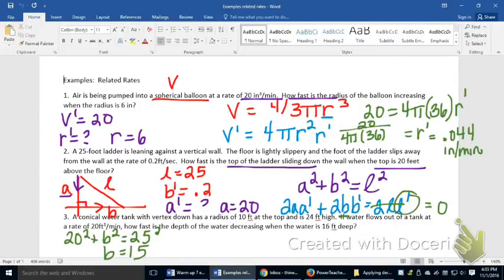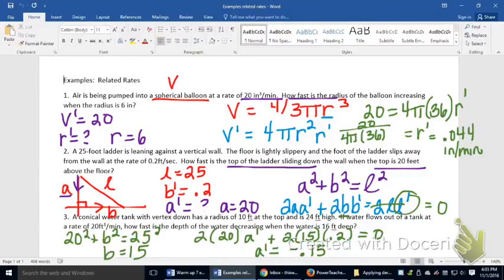Alright, so then once I know all of that, then I'm going to plug in everything into the blue up there. So I'm going to have 2 times 20 times A prime plus 2 times 15 times B prime equals 0. And then I solve. You can multiply all that and then subtract it over. So you're going to end up with A prime equals, go ahead and multiply 2 times 15 times 0.2. Subtract it, so it'll be negative. And then divide by 40, because 2 times 20 is 40. And you'll get negative 0.15.